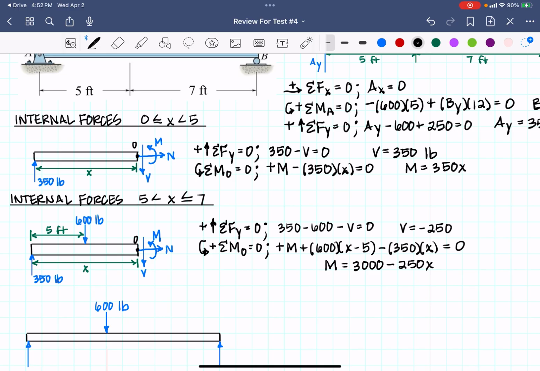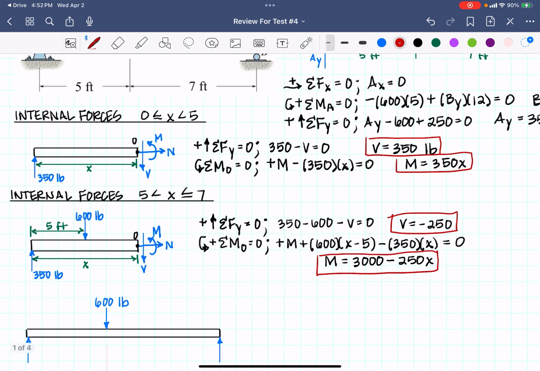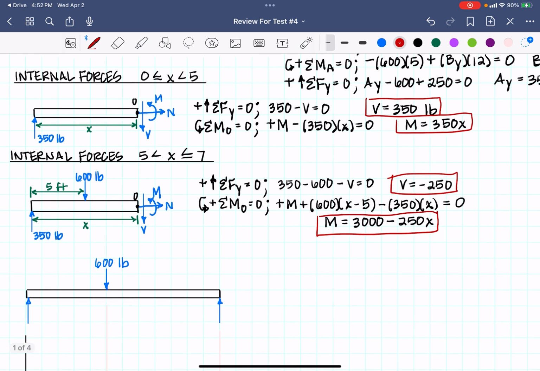So those are my functions. If I was asked to solve for my functions, those are my functions. I've got V and M as a function of x. V is not dependent on x, it just changes at the 5-foot mark. So now I'm going to draw my diagram.